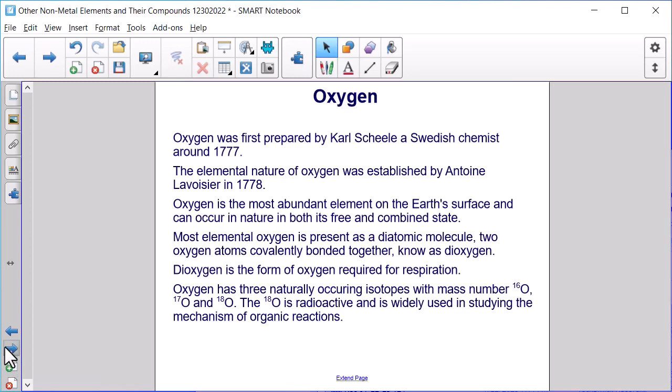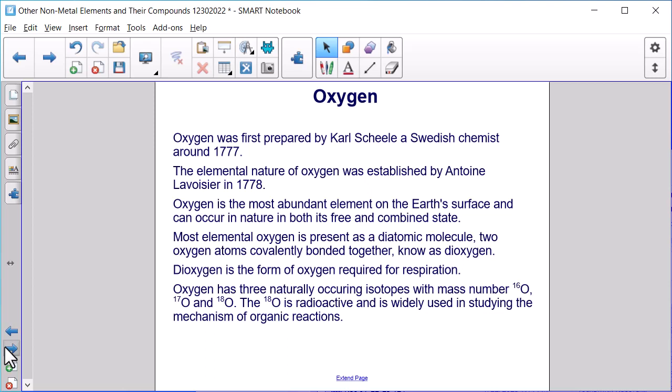Oxygen. Oxygen was first prepared by Carl Scheele, a Swedish chemist, around 1777. The elemental nature of oxygen was established by Antoine Lavoisier in 1778.